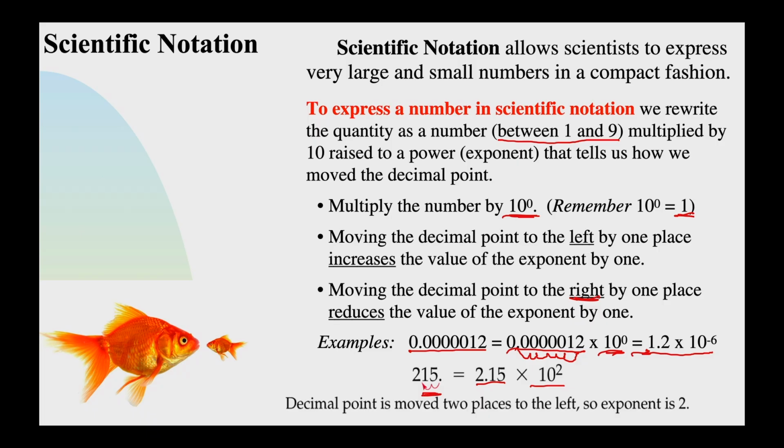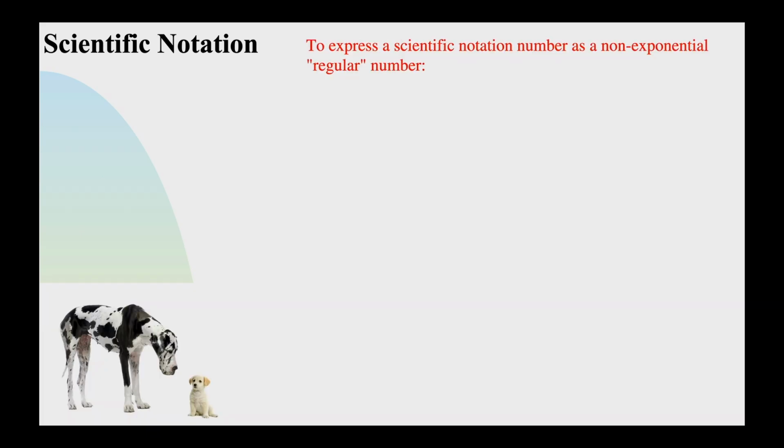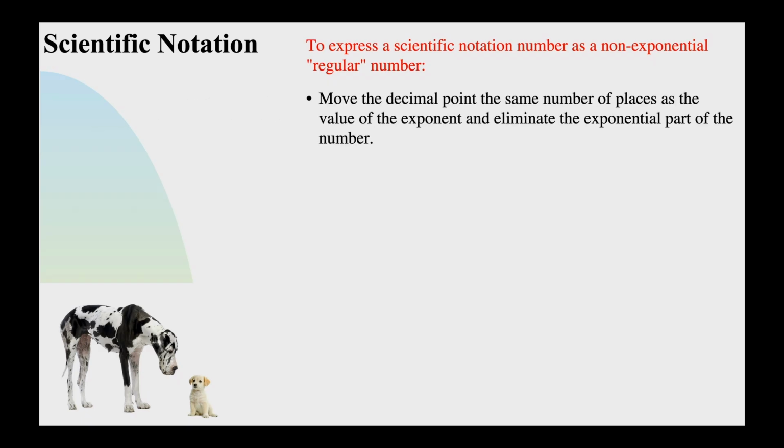This is how you take big numbers and small numbers and turn them into scientific notation. And it's not too hard once you get used to it, like anything, right? Anyway. Sometimes you want to take scientific notation and convert it back to a regular number format, and that's no problem too. You just move that decimal point the same number of places as the value in the exponent, and eliminate the exponent part of the number.